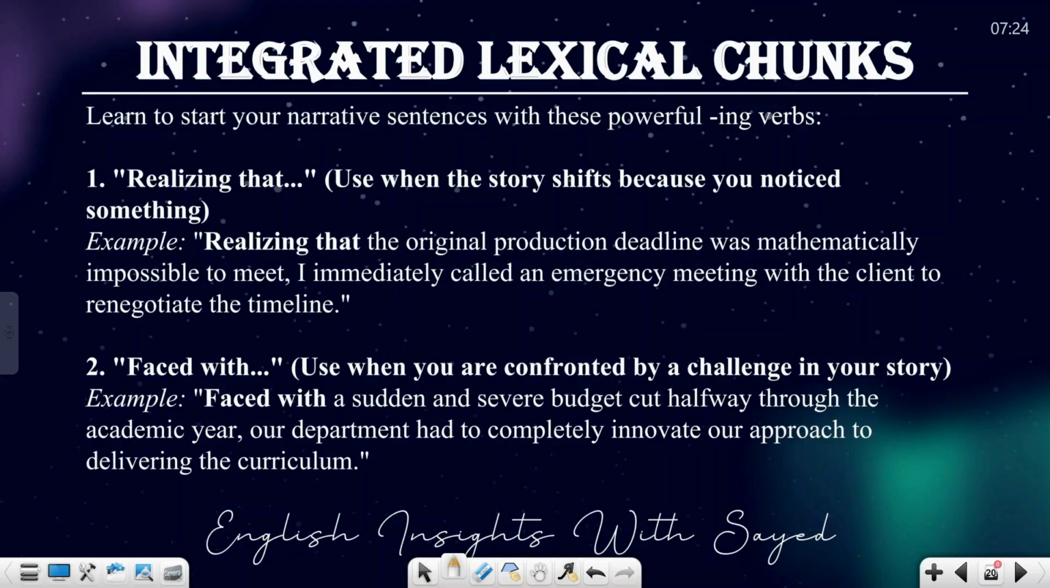So now, learn to start your narrative sentences with these powerful -ing verbs: realizing that, faced with. You see these two phrases. Use them when the story shifts because you notice something. So: realizing that the original production deadline was mathematically impossible to meet, I immediately called an emergency meeting with the client to renegotiate the timeline.